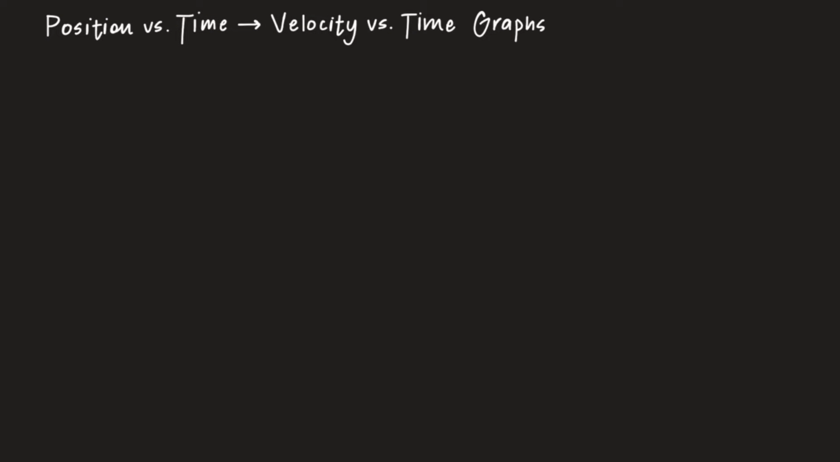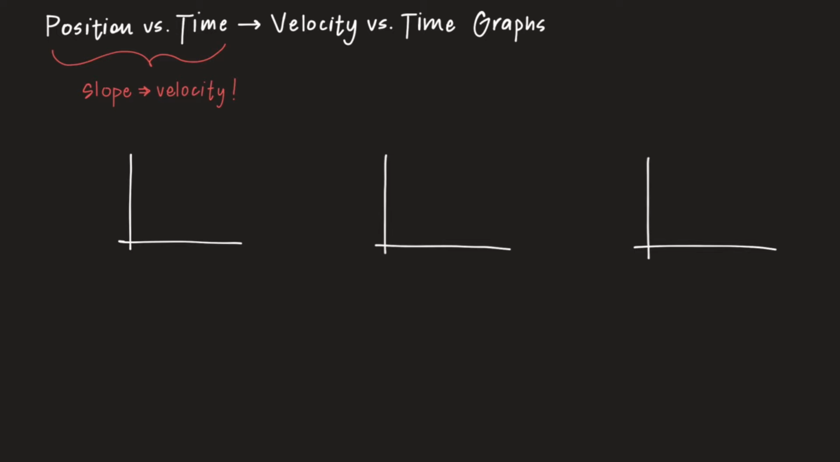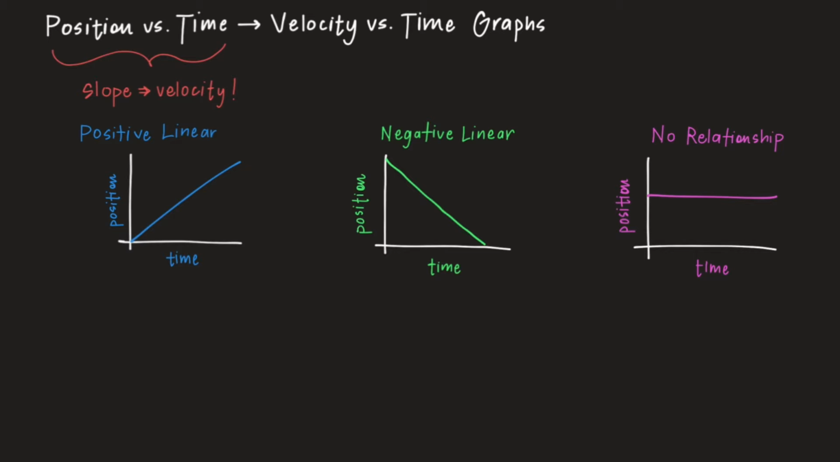So today we are talking about a new idea, which is velocity versus time graphs. In order to make the jump from position versus time graphs to velocity versus time graphs, we need to remember that on a position versus time graph, the slope tells us the velocity. So that is the main connection here that we need to remember today. So let's review our old relationships: positive linear, negative linear, and no relationship. We're going to remember these position versus time graphs and put them in a velocity versus time graph.